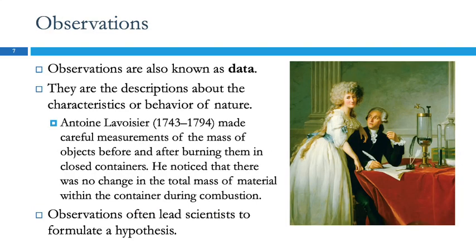So observations are also known as data. We typically associate that with numerical data, quantitative data, but it can also be qualitative data. Descriptions of characteristics of behavior. So the example in the book is Antoine Lavoisier. He was fascinated, as many chemists are, with things burning. Chemists like to burn things. And so he was looking at the mass of an object before it was burned and after it was burned.